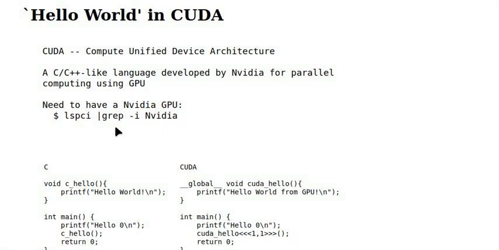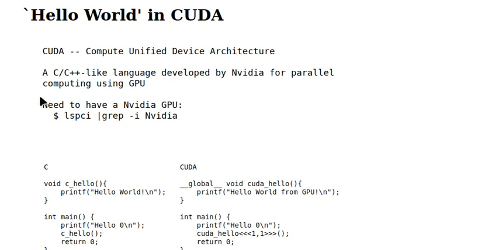In this video, we discuss a Hello World program in CUDA. CUDA is the abbreviation for Compute Unified Device Architecture. It is a C++-like language developed by NVIDIA for parallel computing using GPU. GPU means graphics processing unit.